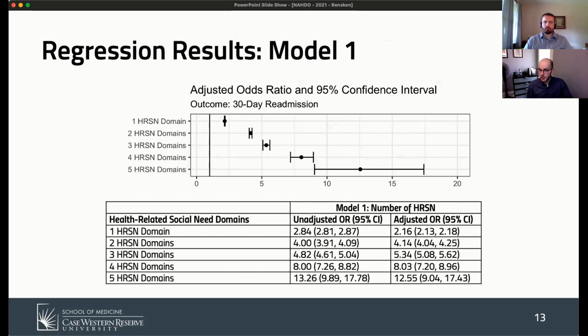We also used logistic regression to examine this relationship. Here we see our adjusted odds ratios. We adjusted for sex, age, insurer, site of care, functional limitations, and those comorbidities I just showed.